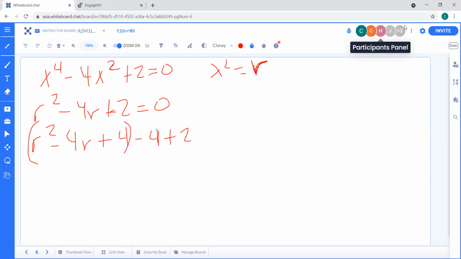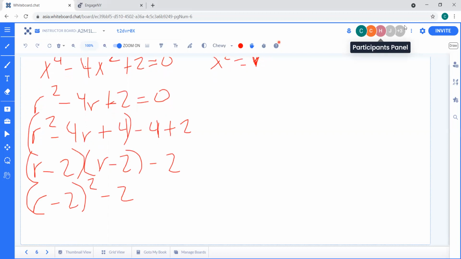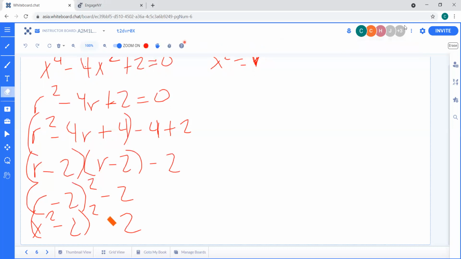We're just going to look at these first three terms. And now we can do that. That's going to be r minus 2, r minus 2, minus 2. So this would be r minus 2 squared minus 2. Now remember, we said that r is equal to x squared. So let's put that back in there. Definitely can't forget that. Definitely don't need to write that incorrectly, it's minus 2.